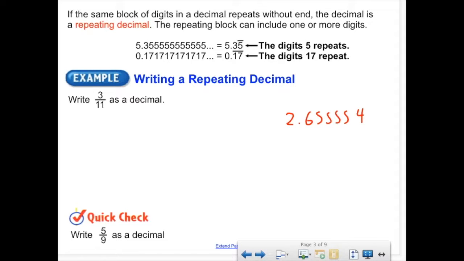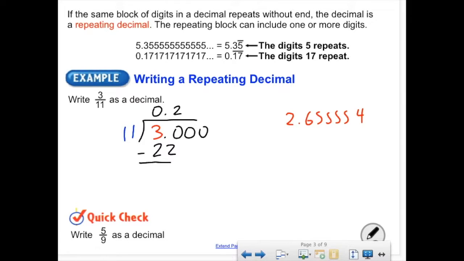So first of all, for this top one, in the house is going to be 3. Out of the house is 11. And Leah, do you understand what I'm talking about now that you've worked one out? Right? So if I put my decimal here, does 11 go into 3? No. Put my decimal up. Does 11 go into 30? Yes. How many times? Twice. So that's 22. Subtract that off. I get 8.